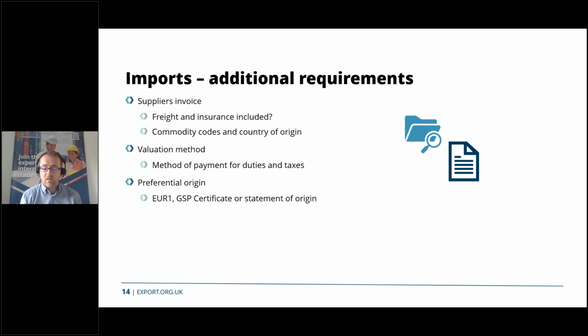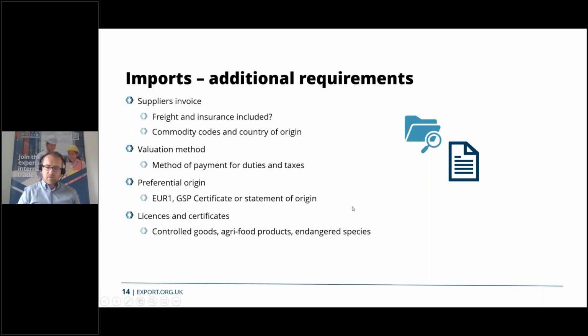So it could be an EUR1 movement certificate for high value goods, or it might be a statement of origin on the commercial invoice for goods from the EU under the terms of the TCA, or perhaps a GSP Form A certificate for those developing nations where you brought in materials for manufacturing. So all of that type of documentation would need to be available on request.